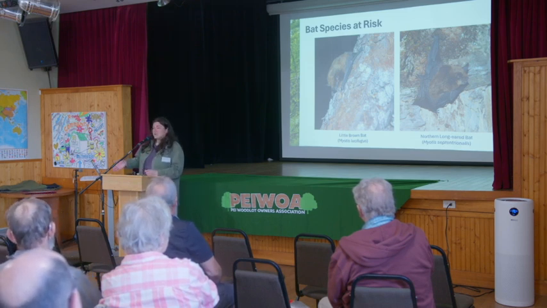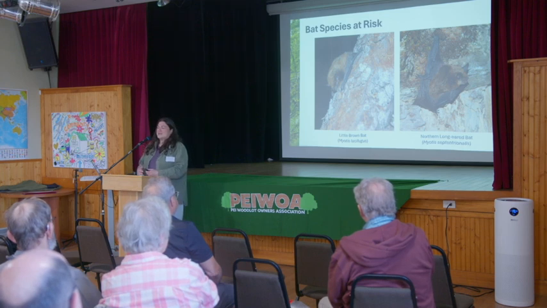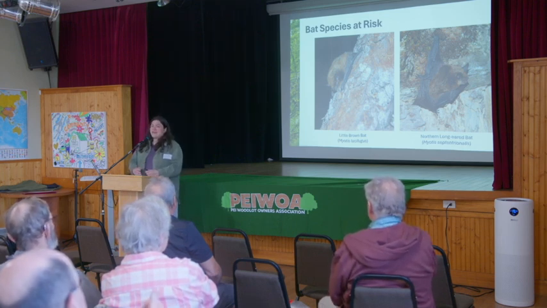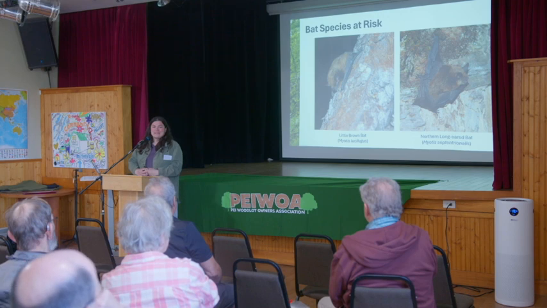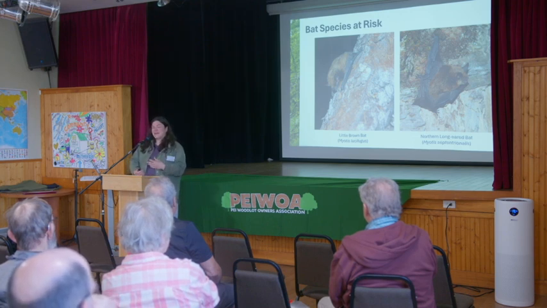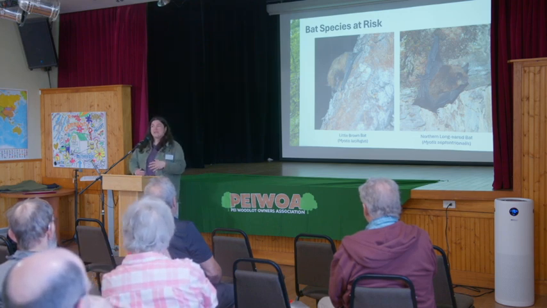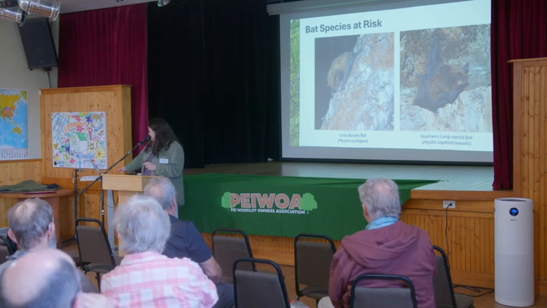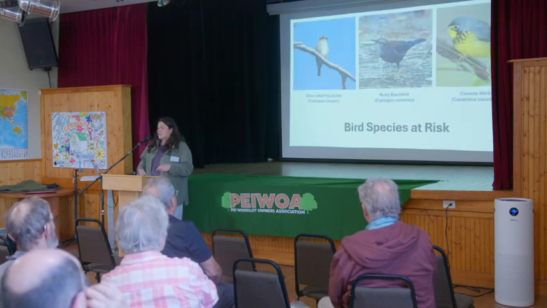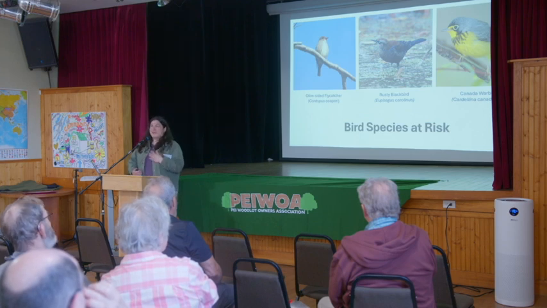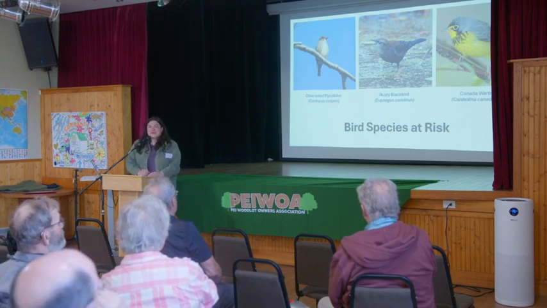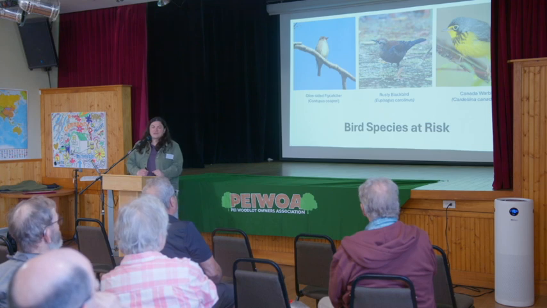So these species use forested wetlands, like I mentioned. Forested wetlands are great insect-producing habitats, and of course bats will eat insects while they're flying, and so you'll find them there foraging and also roosting. And then we have lots of bird species at risk, which is really more my wheelhouse. I'm a birder. So we've got lots of birds that are found in forested wetlands.